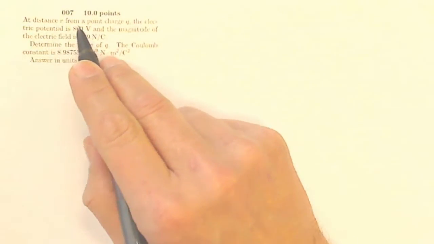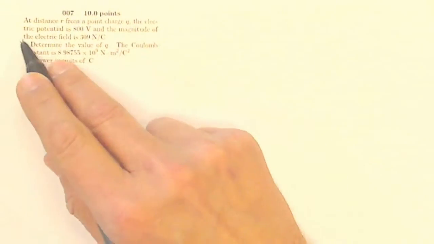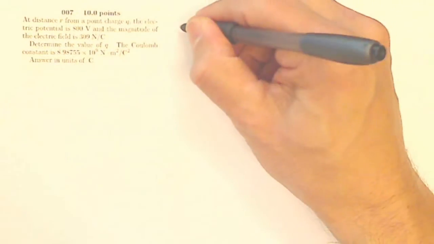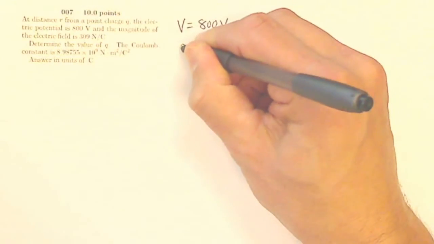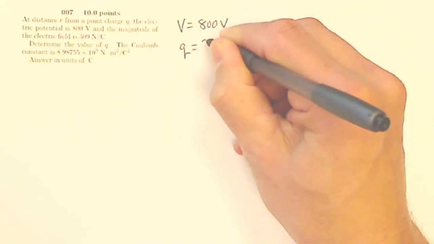This is AP Physics, homework 9.3, question number 7. At distance r from a point charge q, the electric potential is 800 volts. So I know that my V is 800 volts. I don't know q, and I don't know r.